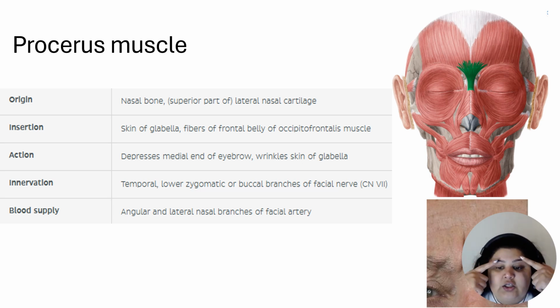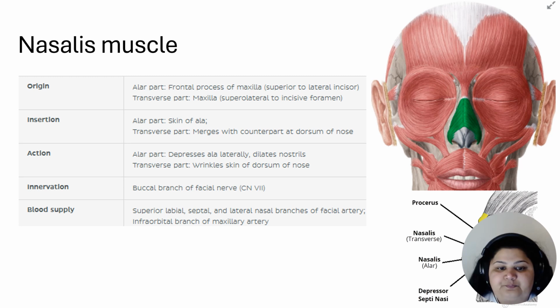You know, like that, right here, this area. So innervation: temporal, zygomatic, or buccal branches of the facial nerve. Blood supply: angular and lateral nasal branches of the facial artery. Okay, let's talk about the nasalis muscle.